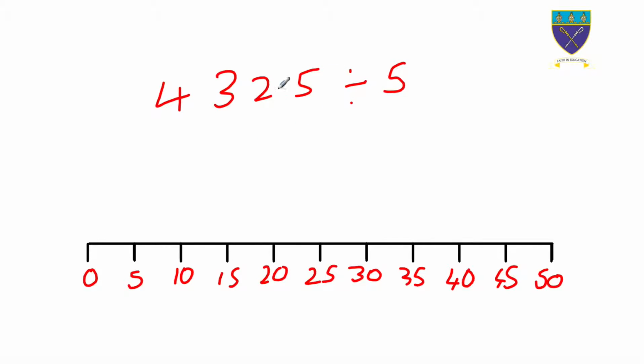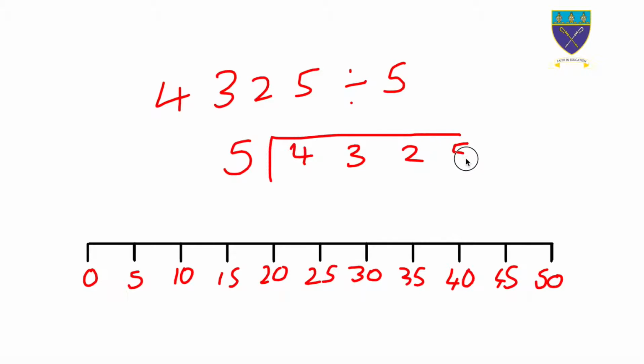If I'm doing 4,325 divided by 5, that means I want 5 outside what we call our bus shelter, and then the 4,325 would go inside the bus shelter. You should always leave a little bit of room in between these, as you're more than likely going to get remainders. So the first question I'm asking: how many times can I count in 5 till I get to 4?